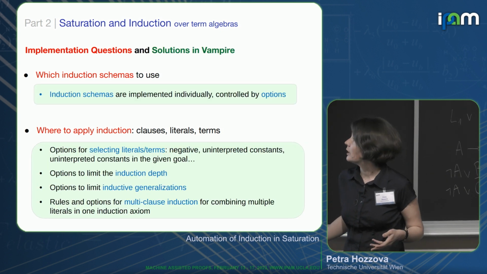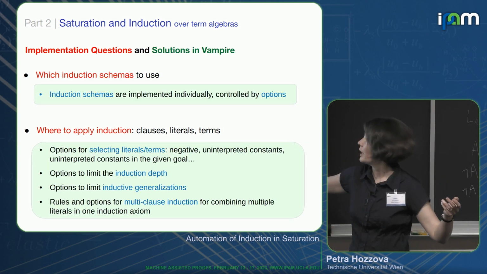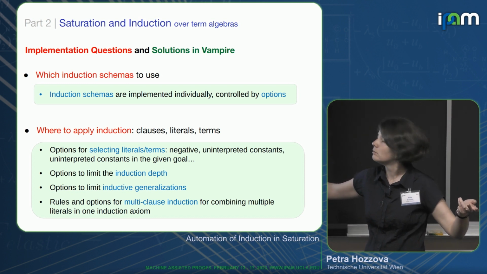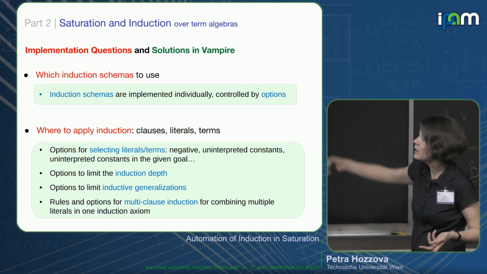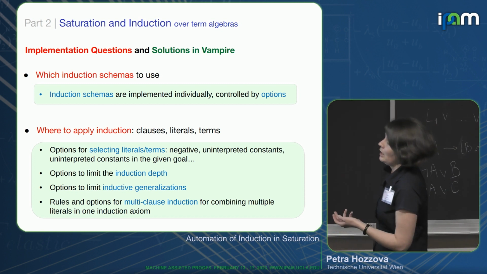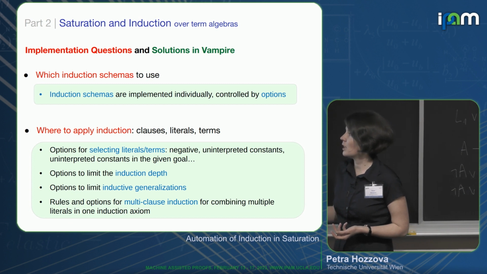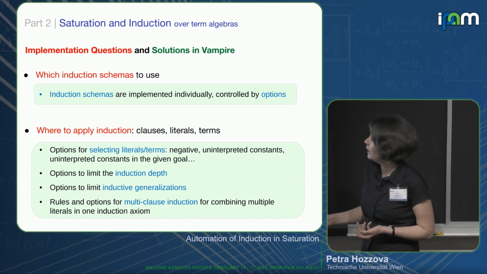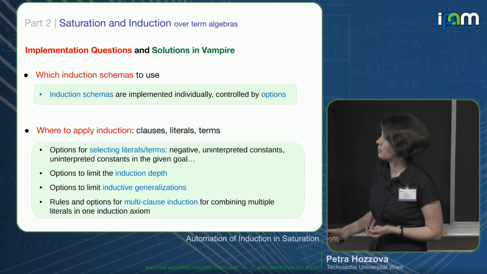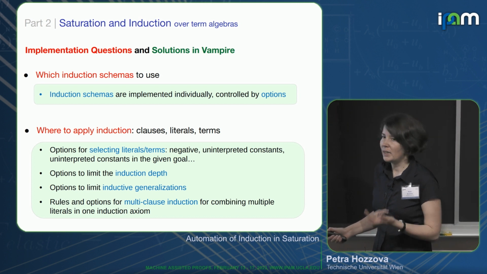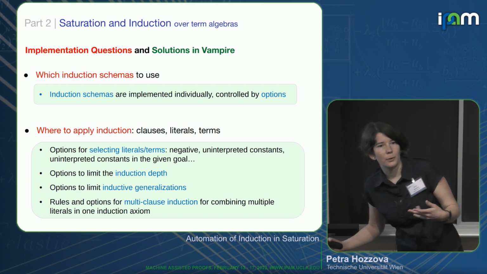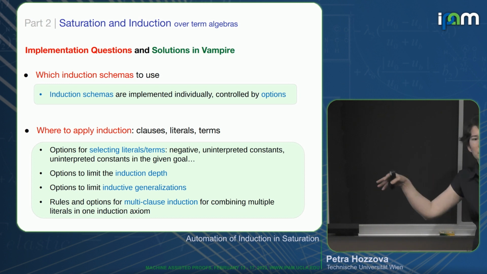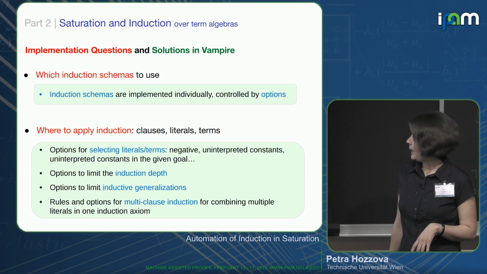Our answer is essentially that we have a lot of options. We have some predefined options, but we can also leave it up to the user. If the user knows what they're doing, they can set all this up to fit their particular problem. We implemented different induction schemas, which can be turned on or off. We also have multiple options on how to select the literals, how many nested inductions we allow in the proof, and how many generalizations we're allowed to do. And we have an option for combining literals coming from multiple clauses into one induction scheme.